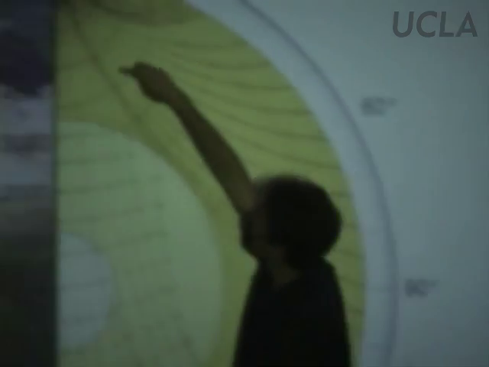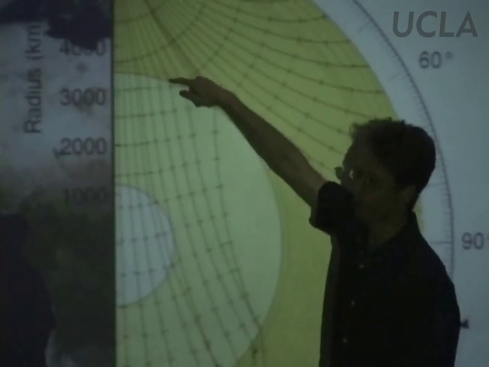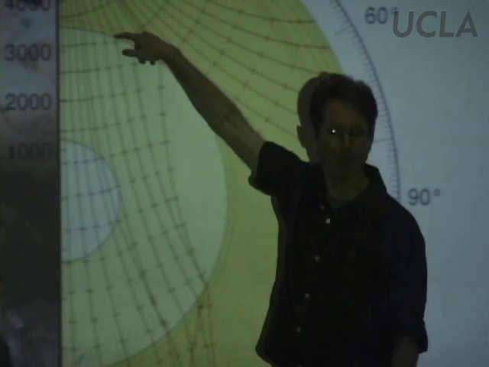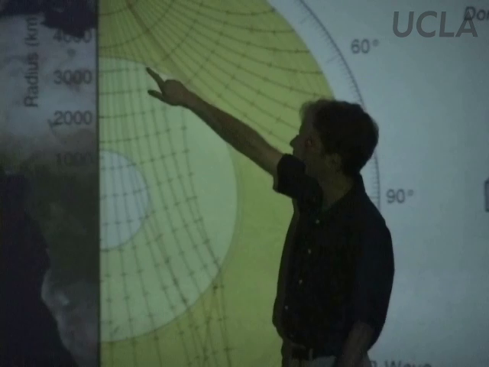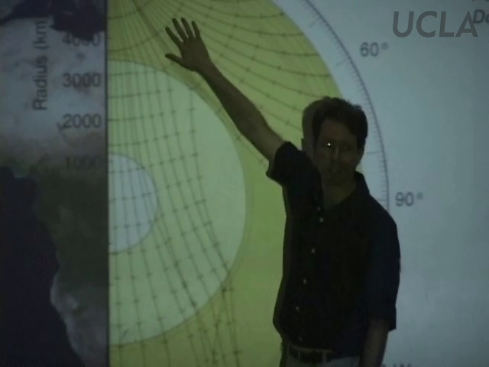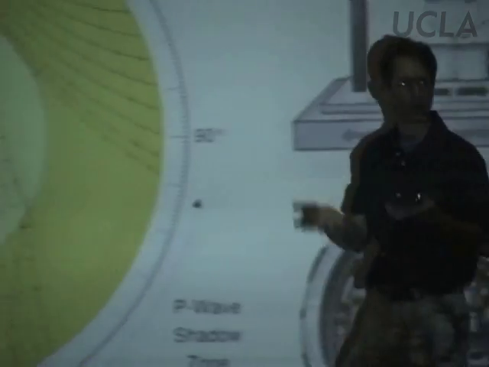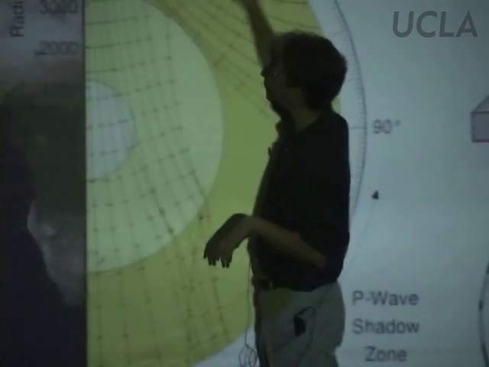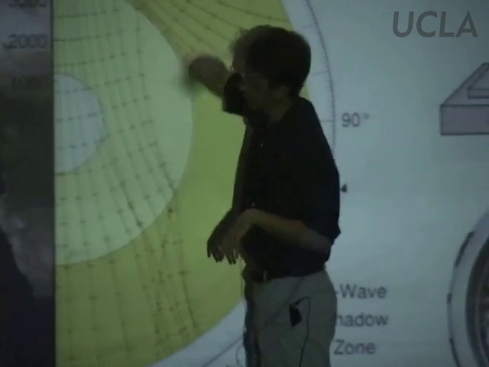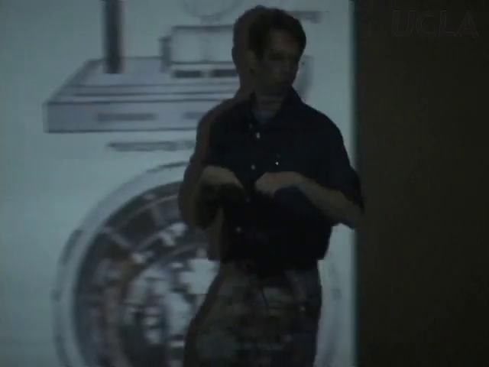But of particular interest is when they reach a boundary in the Earth between materials that have very different properties. So between the Earth's rocky mantle and the metallic core, there's a very big change in density, and you're going from a solid in the mantle to a liquid in the case of the outer core. You can get waves that bounce off, and you can get waves that get bent through that boundary. They refract into the boundary.